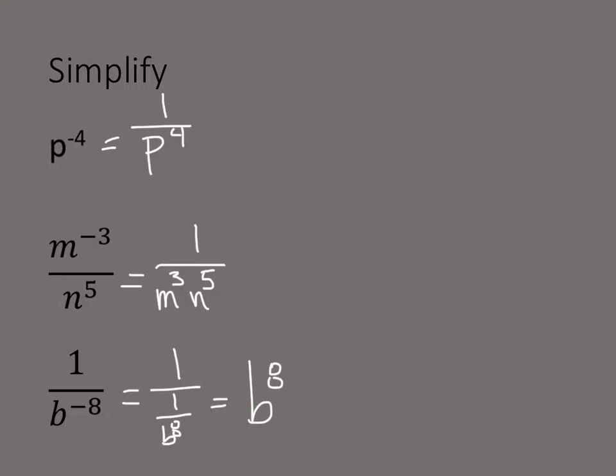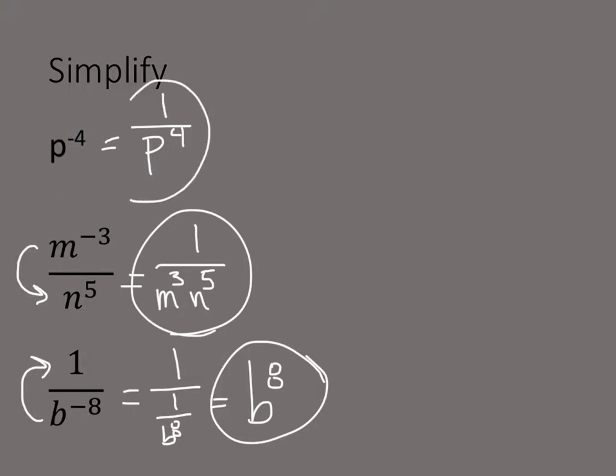So a negative will always bring it to the opposite side. Here you can see that this negative brought it to the bottom because it's on top. This negative brings what's on the bottom to the top. And so these are my answers.